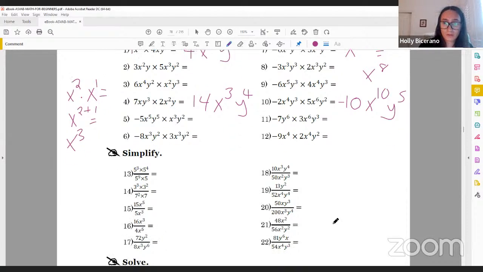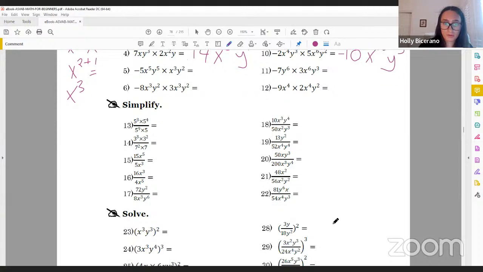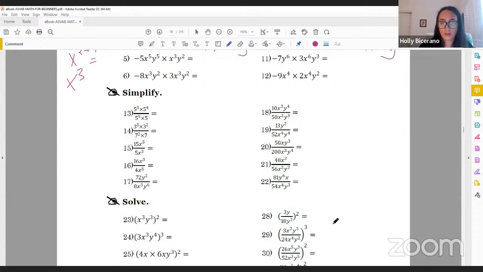Okay. So now we'll go down to the quotient rule. The quotient rule, it's when you're dividing with exponents, what do you do? So it's the opposite, you subtract. So with the product rule, we added the exponents. With the quotient rule, we'll subtract the exponents.